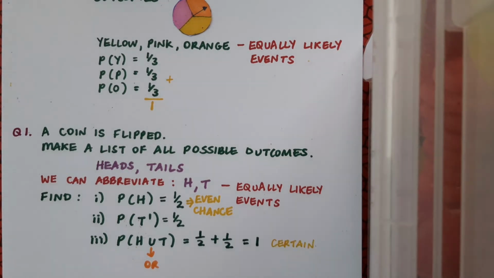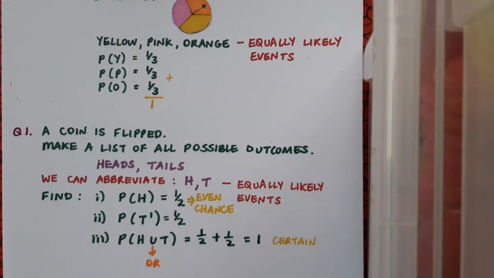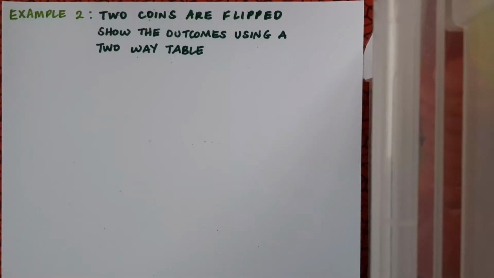So it's rare enough that we're ever asked to just make a straightforward list as a sample space, but it can be handy for ourselves just to keep track of how many outcomes there are and what the favourable outcomes are. Here's our second example.